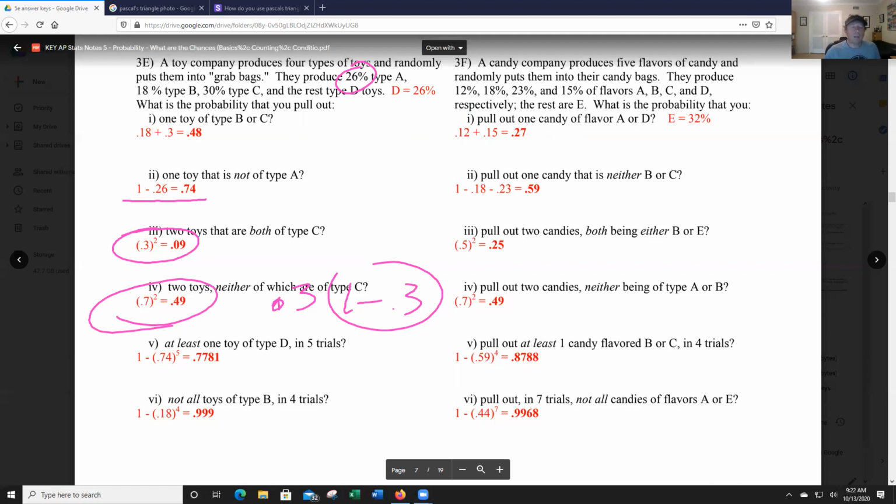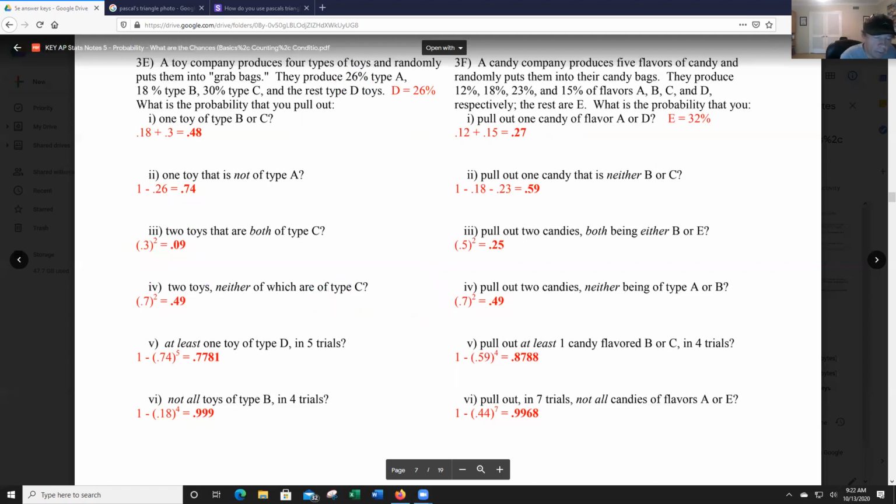Okay? Now, here we go again. At least one. I'm hammering on these. At least one type D in 5 trials. Type D is 26%. So what I'm going to do is go 1 minus that and get 0.74, take it to the 5th power, and then go 1 minus. And that will leave me with at least one. 1 minus none of them is the answer to that question.